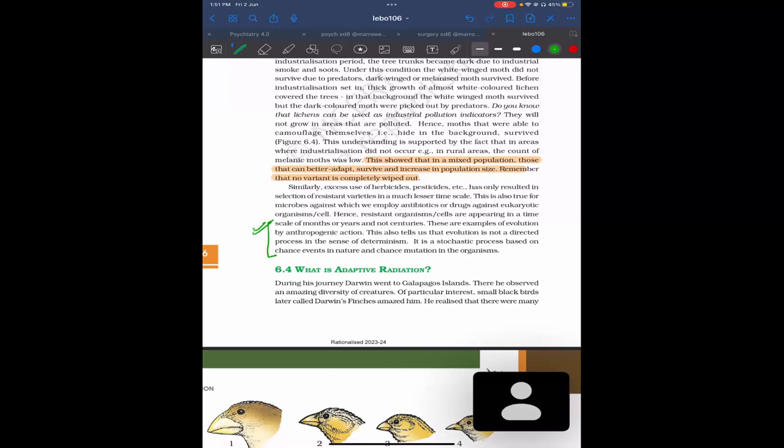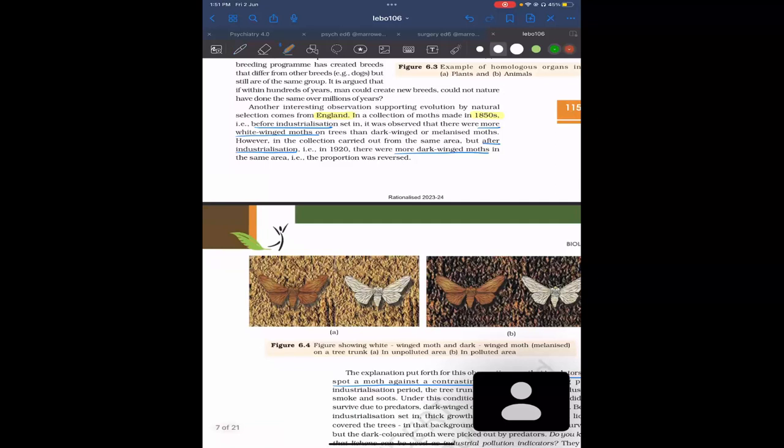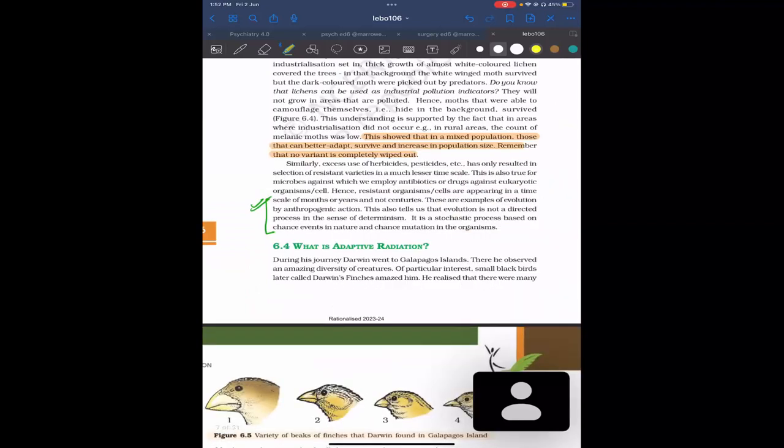Hence, resistance organisms of cells are appearing in a time scale of months or years and not centuries. जो हम यहाँ पे देख चुके हैं, सिर्फ एक color change के लिए भी बहुत ज़्यादा time लगा. It was from 1850 to 1920s. So it is not done in days or weeks. It happens in months, years. And इसमें secondly क्या है? These are examples of evolution by anthropogenic action.